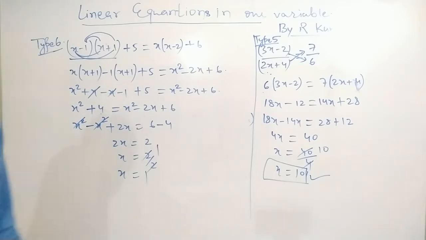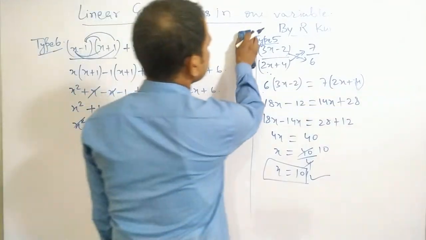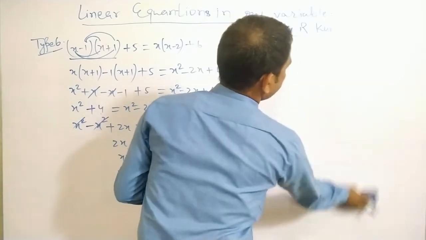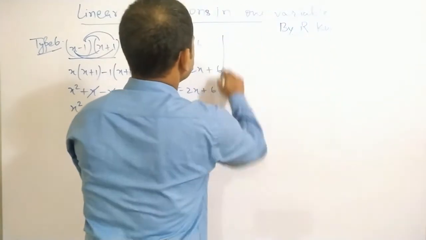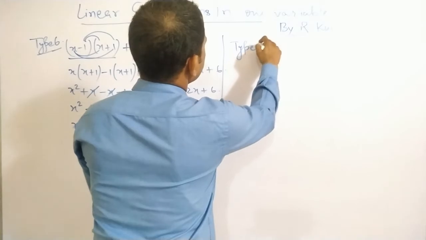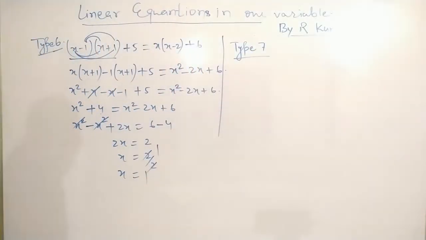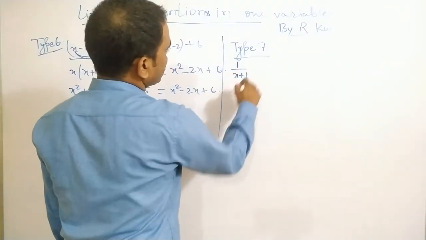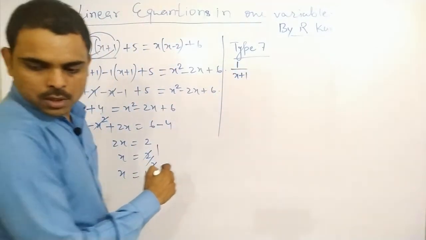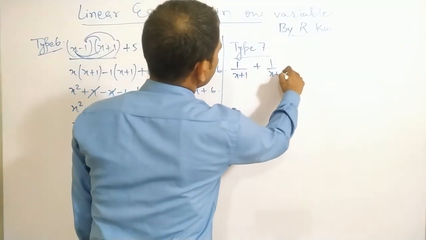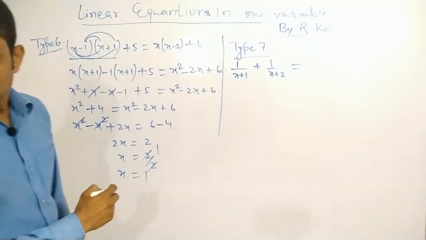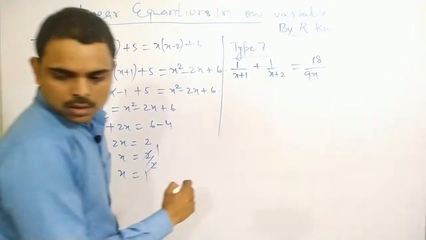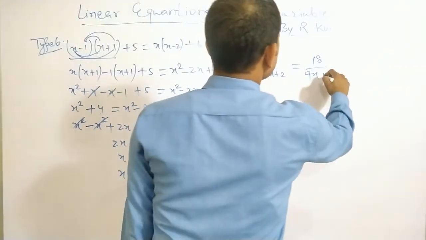Type number 7 also we will do. In type 7, I am taking the question 1 by (x + 1) + 1 by (x + 2) = 18 by (9x + 30). This is the only question.